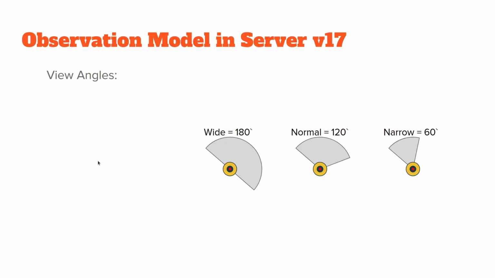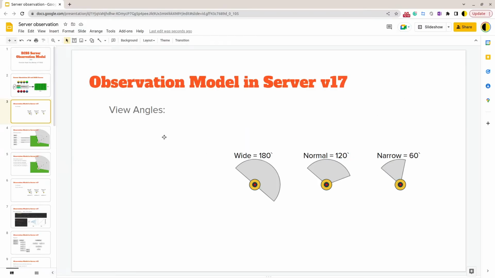The observation model in server version 17 contains three different view angles: wide angle, normal angle, and narrow angle. For example, if the player selects narrow angle, the server will send the information about players, balls, or flags in this area. I will talk about the view angles and the differences between them in the next slides.